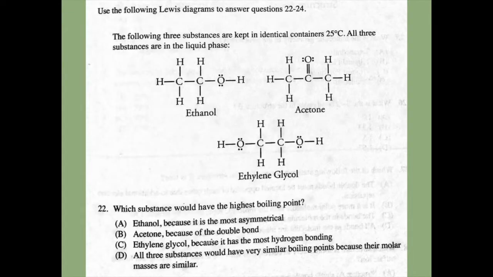For 22 to 24, I'm going to use this information here. It says all 3 substances are in the liquid phase. Which substance would have the highest boiling point, meaning which has the strongest intermolecular attraction? All 3 of these are polar. Notice the difference. Ethanol has 1 hydrogen bond. Acetone has only dipole-dipole attractions because the oxygen is not attached to a hydrogen, but it is still polar. And then ethylene glycol has 2 possible spots for hydrogen bonding. So which one is going to have the highest boiling point? Well, ethylene glycol will, because it has the most hydrogen bonding.